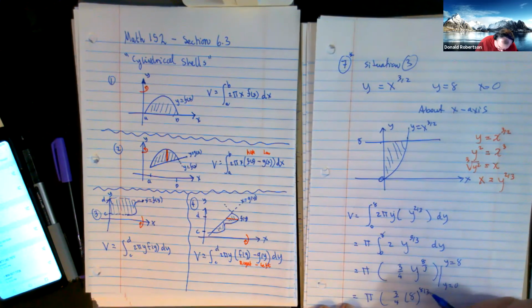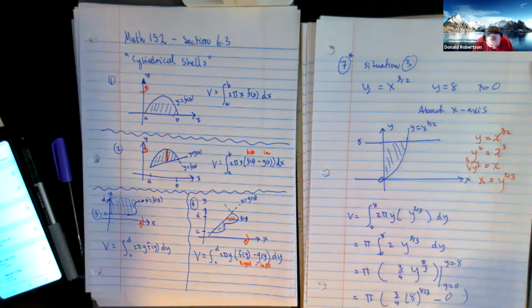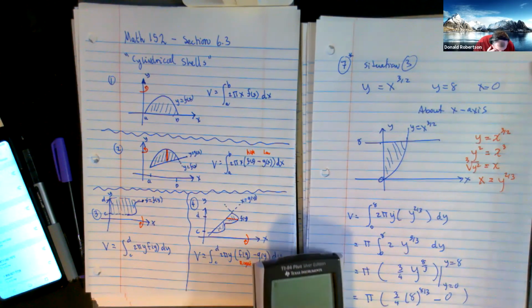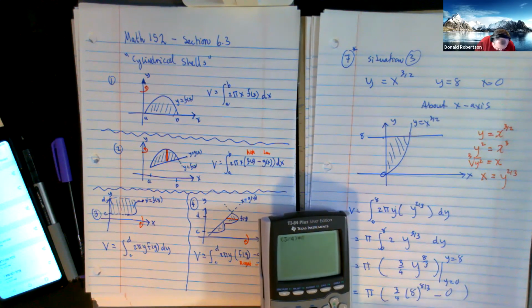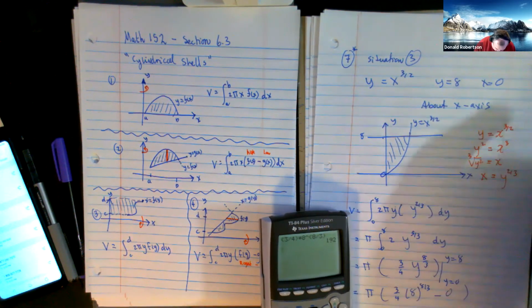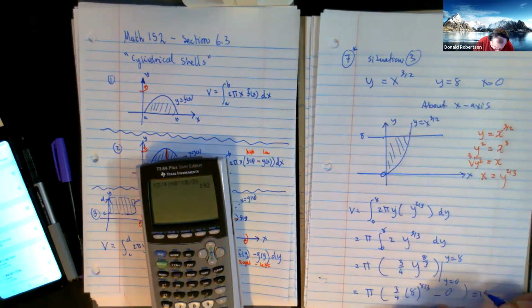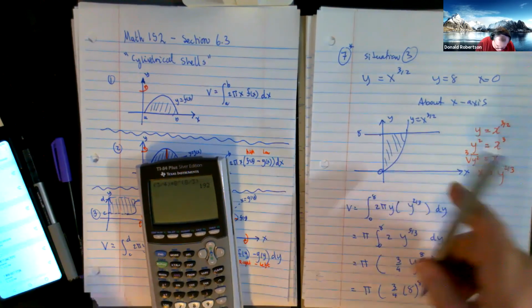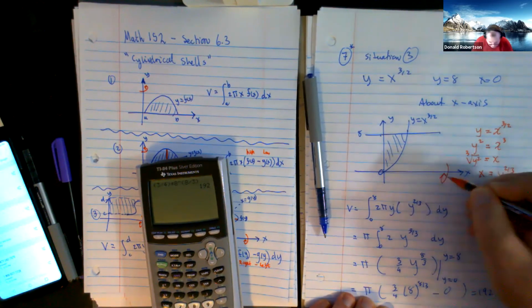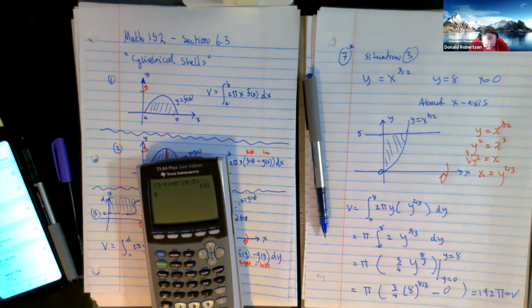Eight to the power of 8/3, take away nothing. I know this is a nice number, so I'm just going to let the calculator do it for me. So here goes, 3/4 times 8 to the power of, put a little bracket around it for safety, 8/3. Answer, 192. So 192 pi is the volume of this shape when you rotate it about the x-axis.